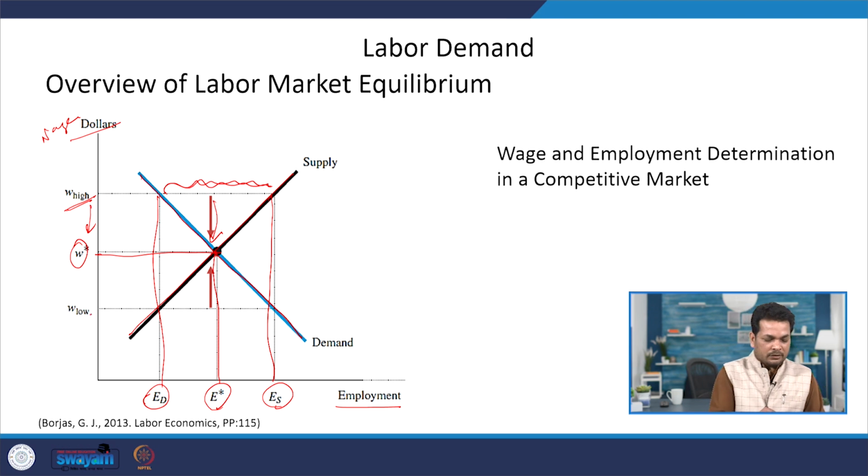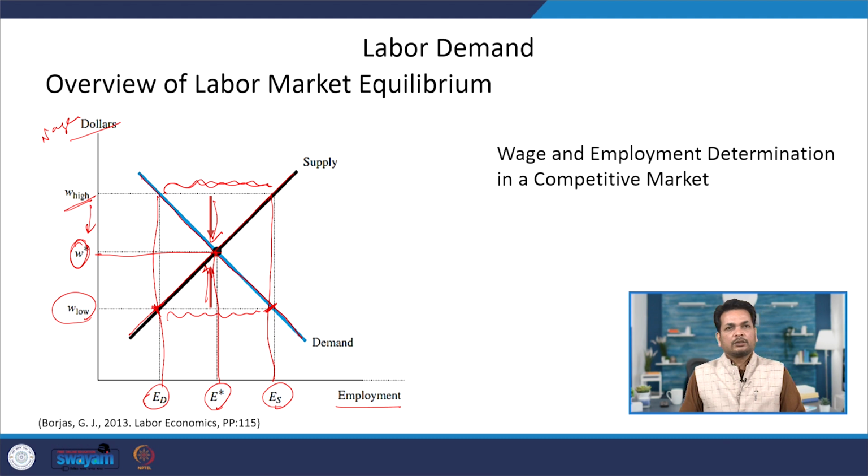Similarly, when the wage rate is lower than this market clearing wage rate W star, the demand for workers is much higher than the supply of workers, which means there is a shortage of workers, which will induce the wage rate to go up and settle down at W star. So, both employer and employees find the optimal level of wage and employment with the interaction of this demand and supply, and this wage and employment is determined in a competitive market.